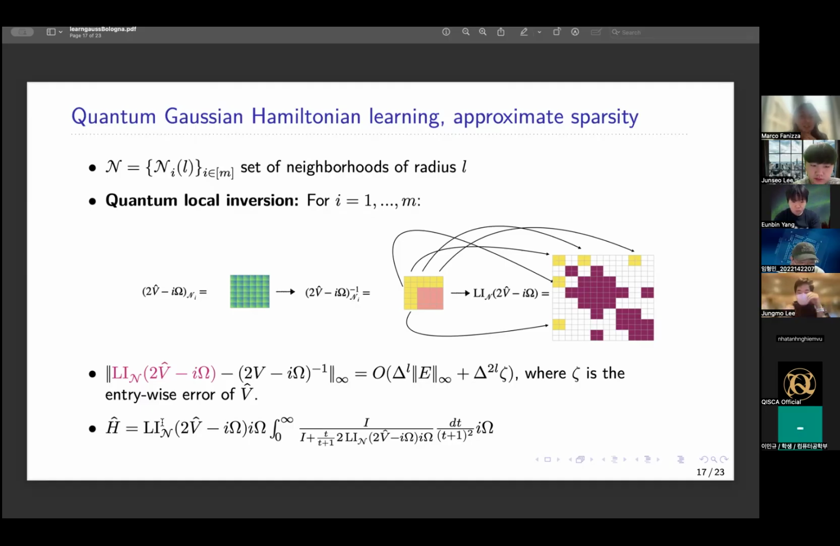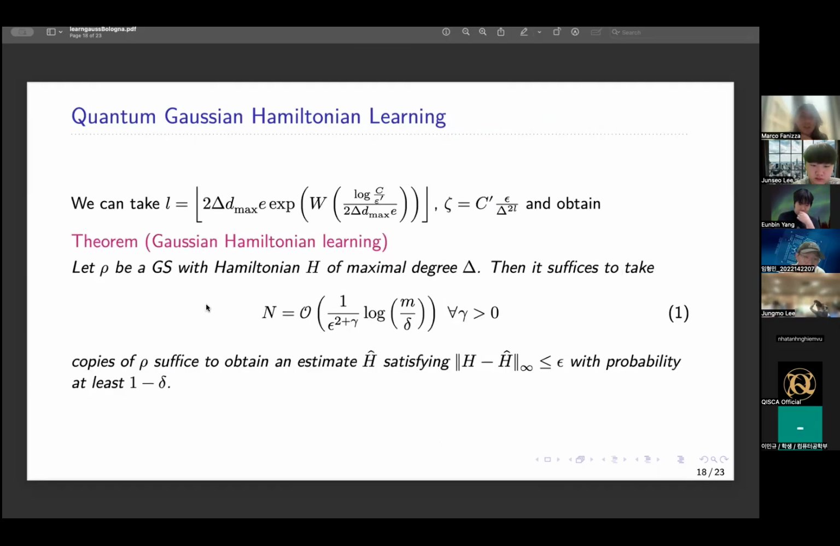And then once we have a good estimate of (2v minus I omega) inverse, we can just plug this estimate in the formula for H. And this gives our Hamiltonian estimate. In fact, this is what we can take as L. This W here is a Lambert function. Again, these results are still not available on the archive version, but yeah, we will update it soon.